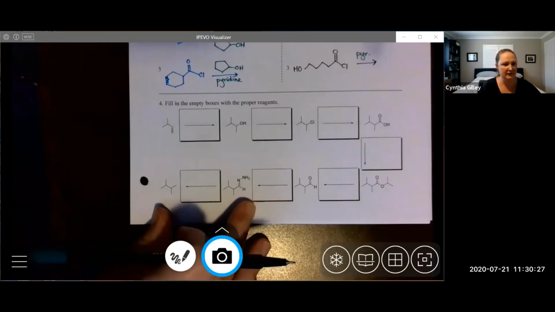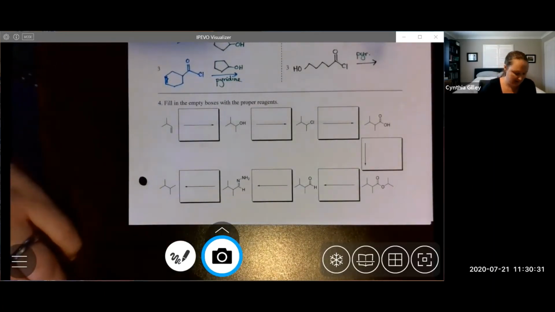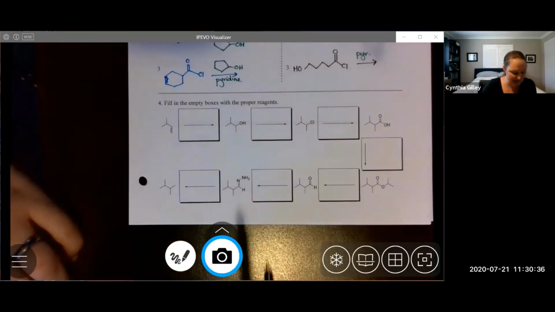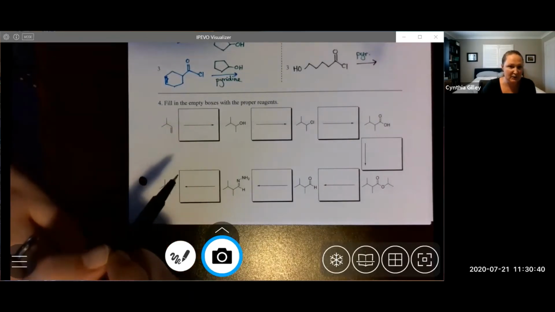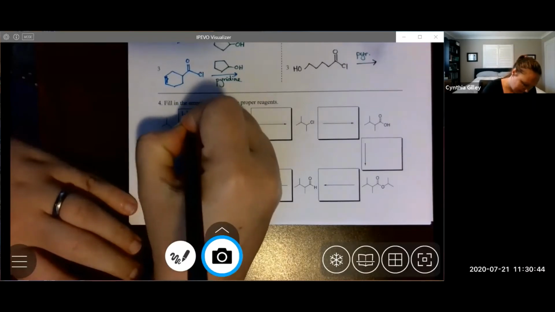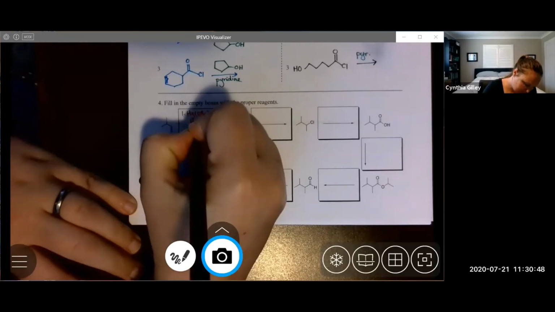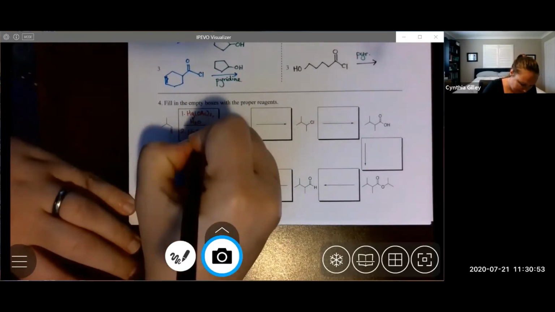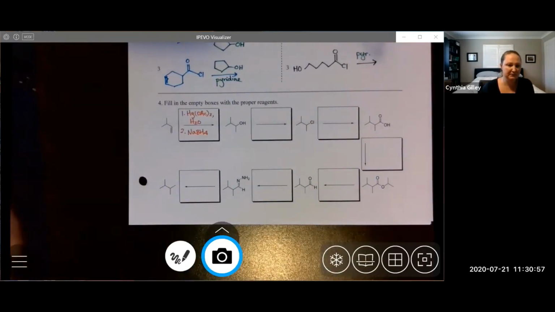Next part, filling in the boxes. Okay, so we're doing a Markovnikov hydration reaction. And in this case, we do need to worry about rearrangement. So acid is not the best choice. And we would prefer to do oxymercuration, demercuration. Remember, we have two options here. And this is used in cases where a carbocation is formed that would probably rearrange.